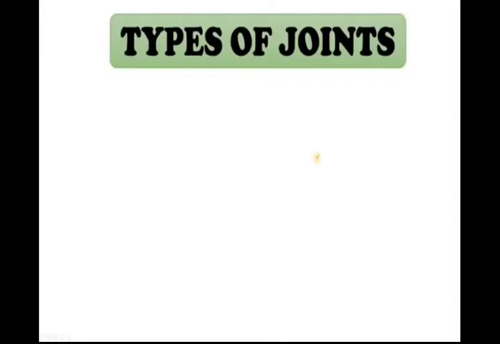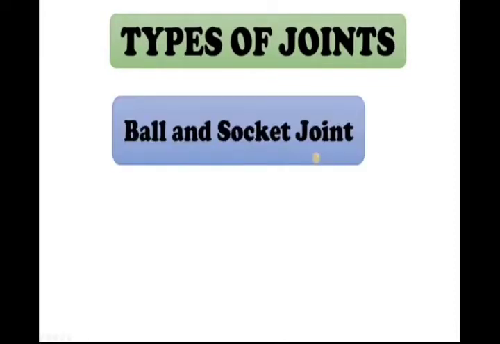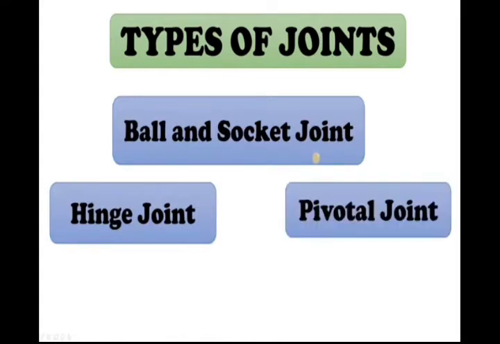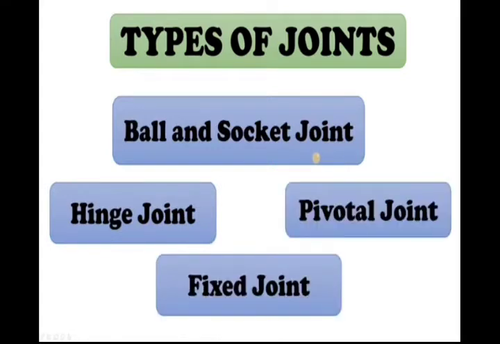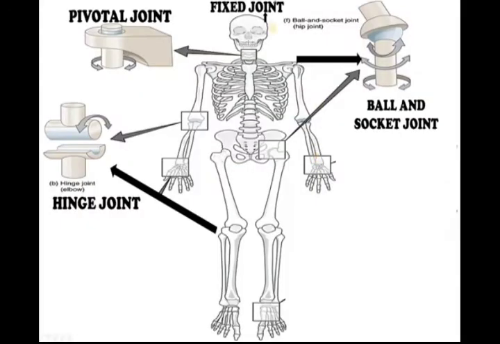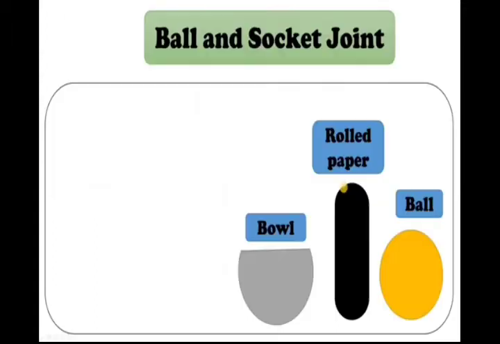Again, let's discuss the types of joints. What are they? Ball and socket joint, hinge joint, pivotal joint and fixed joint. The fixed joint is present in the skull. The ball and socket joint is present in the shoulder and hip. The hinge joint is present at the knee and elbow. And finally, the pivotal joint is present at the neck. In the neck region you can see the pivotal joint. These are the four types of joints.